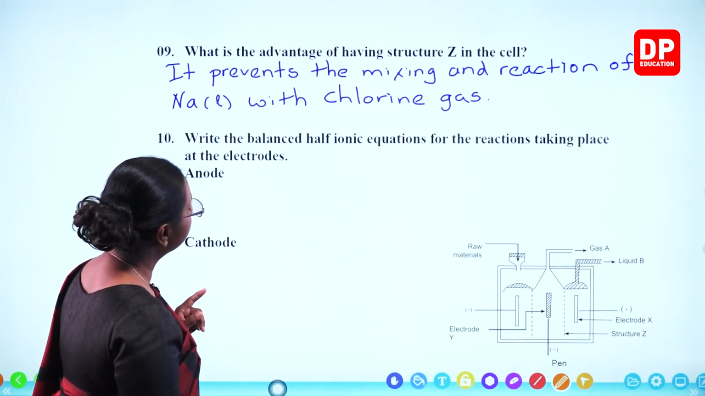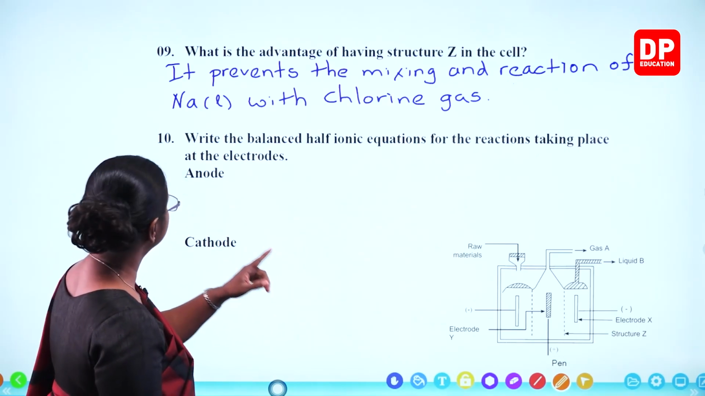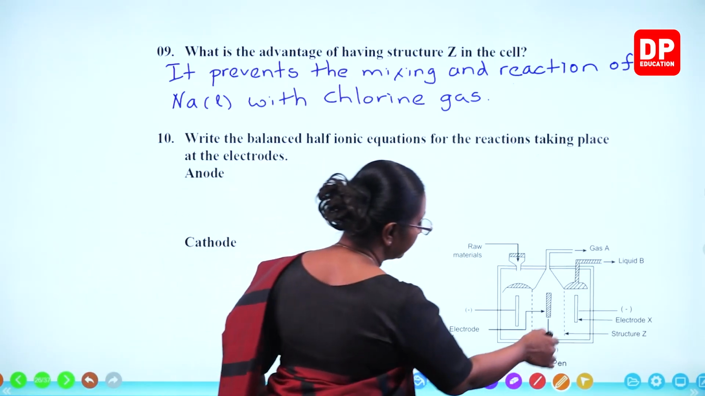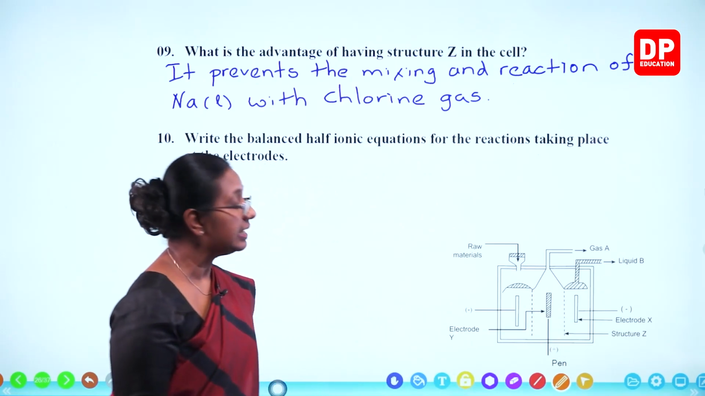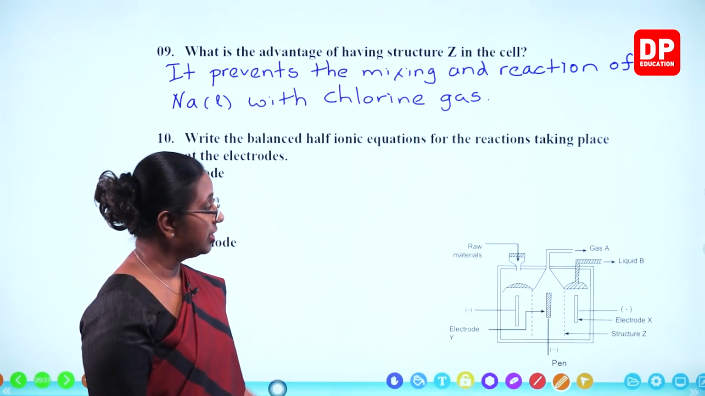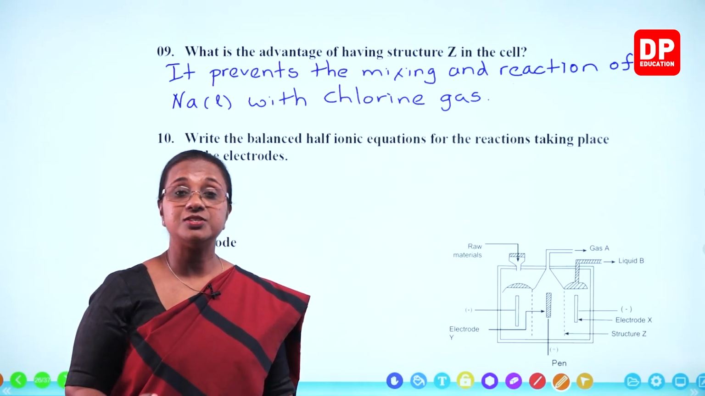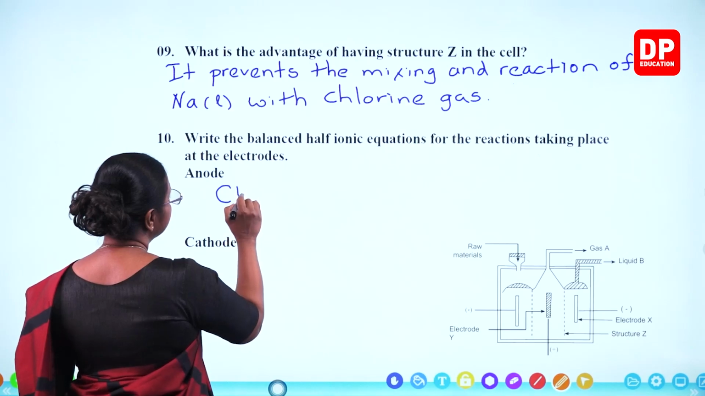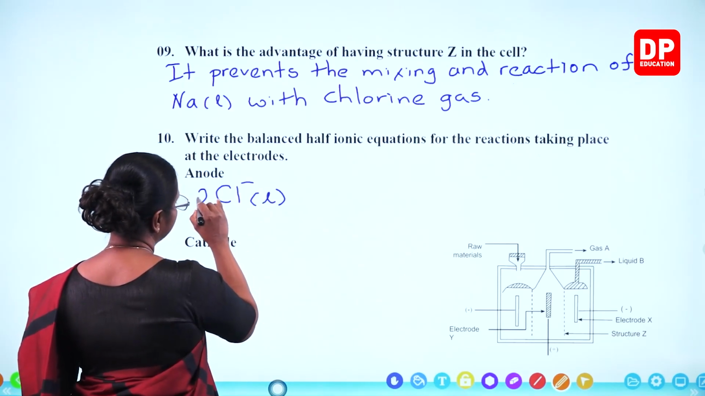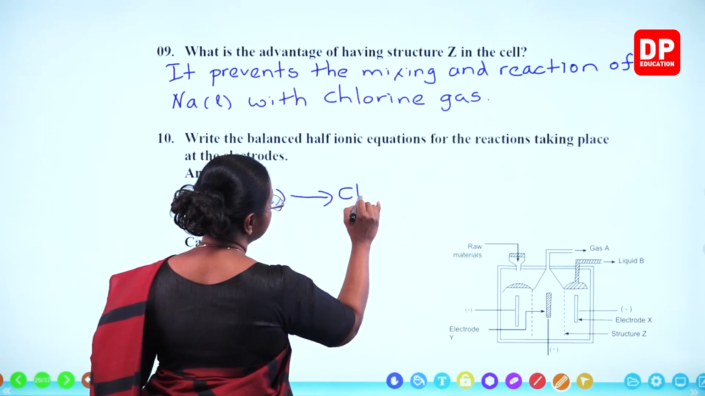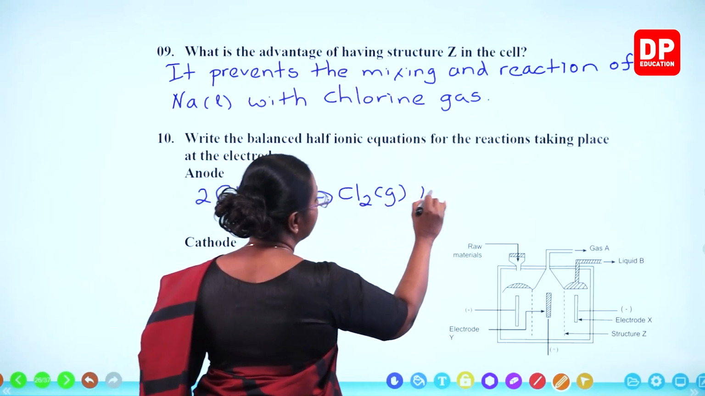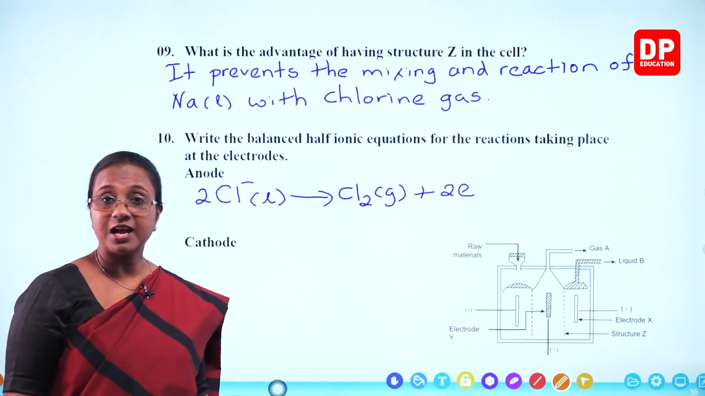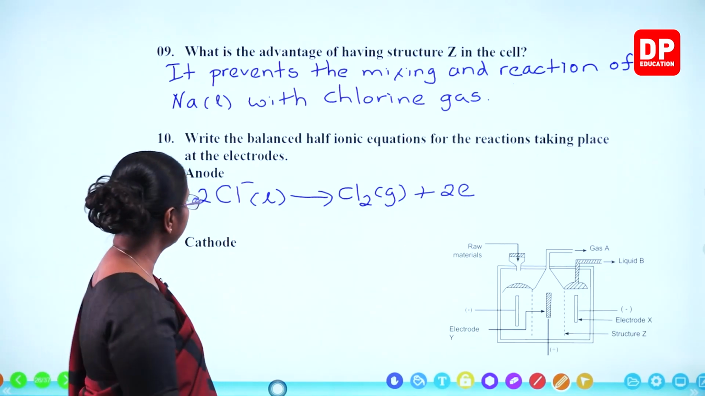Write the balanced half ionic equations for the reactions taking place at the electrodes. Anode. Which is the anode? Here it is the positive electrode, that is the graphite anode, electrode Y. So there chlorine gas is produced, that is due to the oxidation of chloride ions. So what do we write here? 2Cl minus liquid form Cl2 gas by losing 2 electrons. That is the oxidation half reaction or the anodic half reaction.